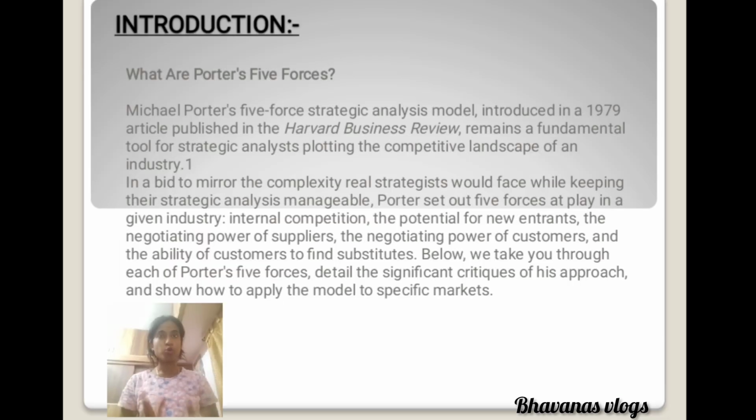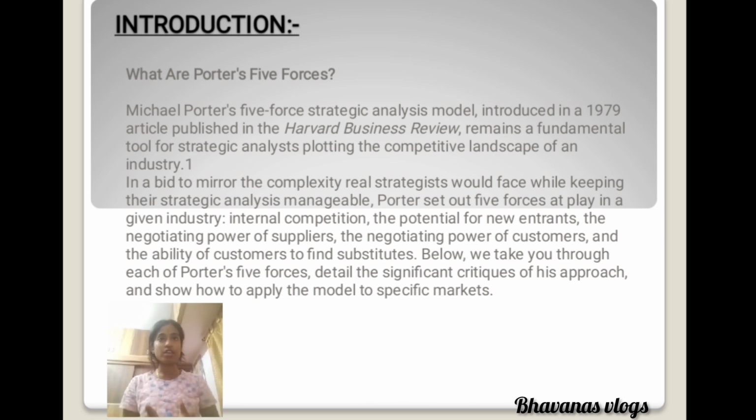The introduction speaks about what Porter's 5 Forces model is, how it came into existence, and its meaning. Basically this model was created by Michael Porter, and the analysis was introduced in the year 1979 in an article published in the Harvard Business Review. It remains a fundamental tool for strategic analysis, like plotting the competitive landscape of an industry.